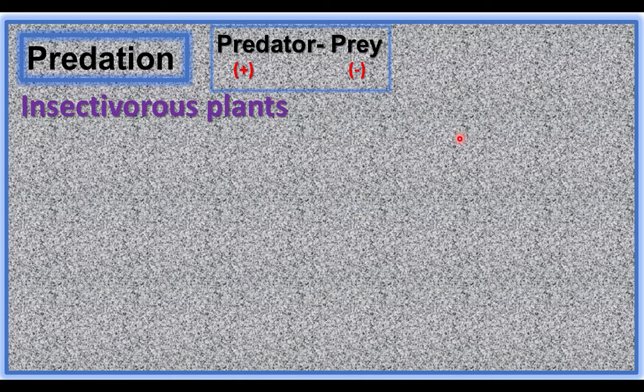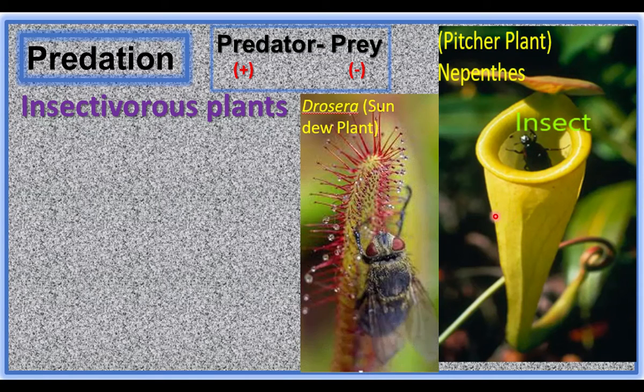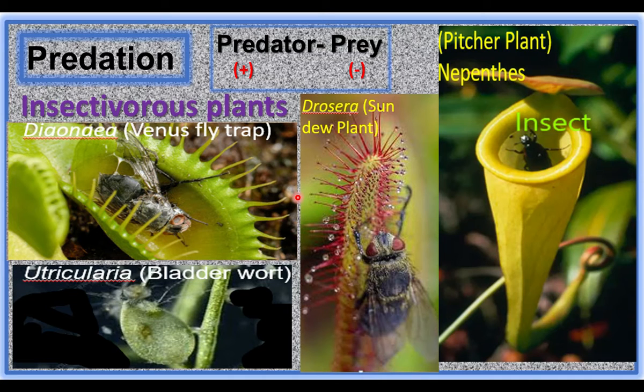Insectivorous plants are examples of predators. Nepenthes, the pitcher plant, traps insects to get nitrogen because the plants do not get proper nitrogen from the soil. So the plants trap insects. Here the insect is the prey and the plant is the predator. Drosera, the sundew plant, is also an insectivorous plant. Dionaea, the Venus flytrap, and Utricularia, the bladderwort, are also insectivorous plants. They are predators.